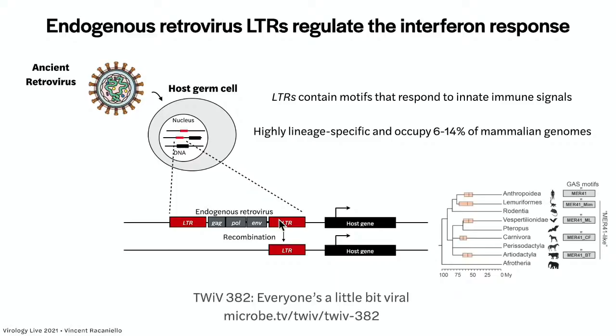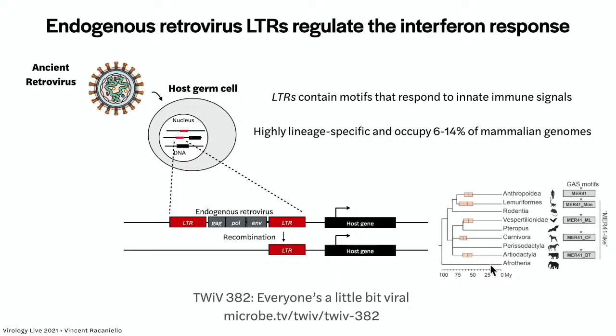How about that? So the LTRs, as you know, contain a promoter for the retroviral genome. And those have been moved around our genome, and they serve as promoter elements for interferon-stimulated genes. So LTRs contain motifs that respond to innate immune signals like interferon. They occupy about 6 to 14% of mammalian genomes. And this kind of repurposing has happened for many different mammals, as you can see here in this little diagram. These are millions of years. These little boxes are the time when we estimate that the endogenous retrovirus LTR was repurposed to drive interferon-stimulated gene expression.